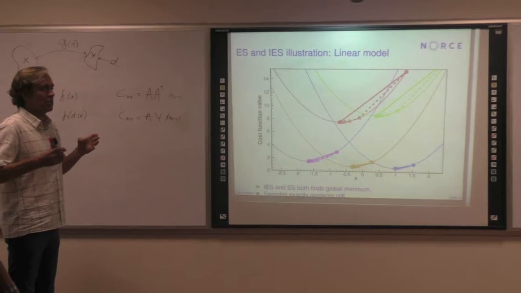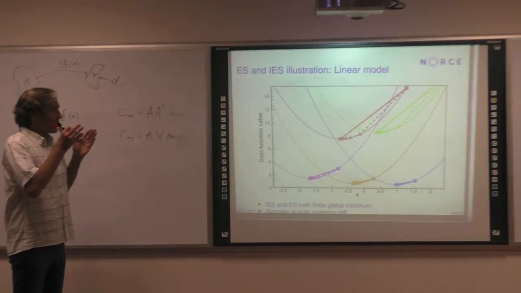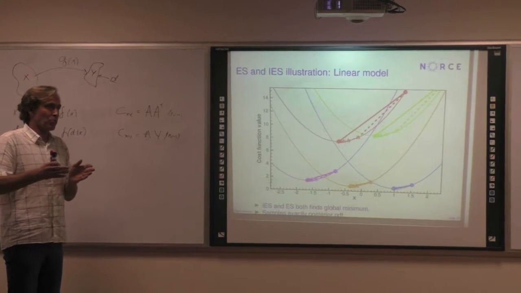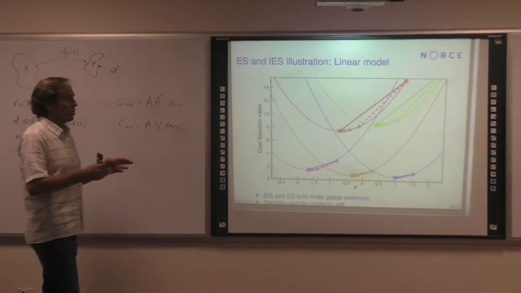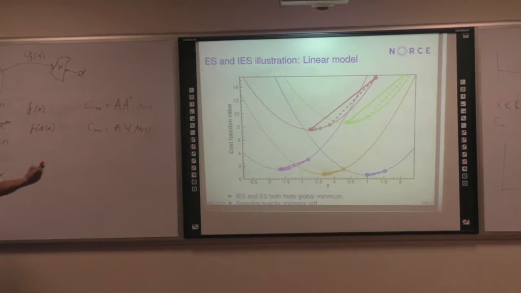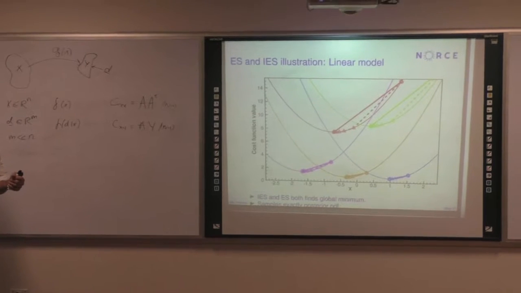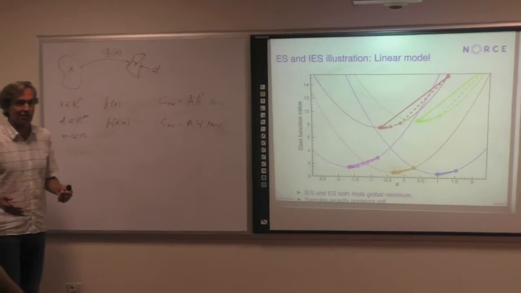And these are things that are nice to know, right? It's nice to know that the ensemble smoother and the iterative ensemble smoother should give exactly the same result for each realization in the linear case. Because then you can use this as a test in your code later on to make sure that it has converged to the right thing.